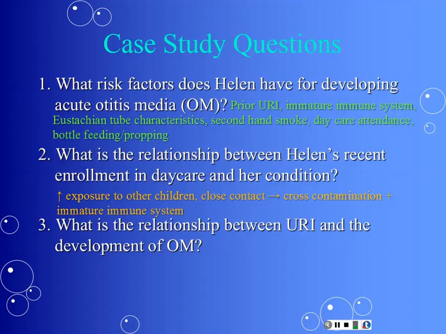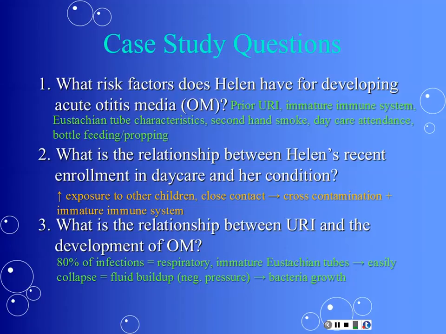What is the relationship between the upper respiratory infection and the development of otitis media? They're right next to each other, the increased secretions. Okay. So when we're looking at 80% of infections are respiratory related, that's the primary reason that children are hospitalized. They've got those immature eustachian tubes. Like you said, they're right next to each other. They easily collapse. And then they get that fluid buildup with that negative pressure. And anytime we have fluid, mucus, anything fun sitting anywhere for any amount of time, it's a perfect medium for bacteria to grow.